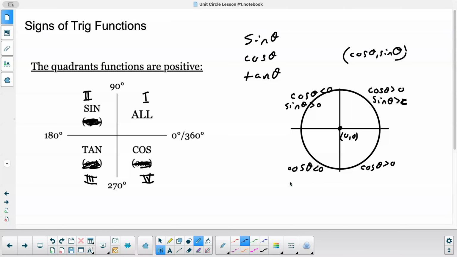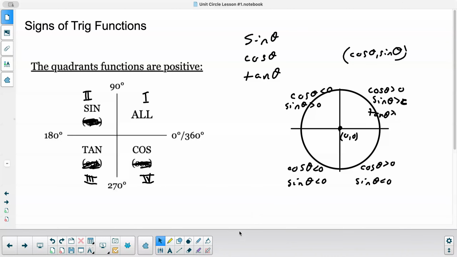And then down here, it's negative because you move down. And tangent just divides the two, so a positive divided by a positive would give us positive. This is a negative cosine and a positive sine. So a positive divided by a negative, positive divided by negative equals negative. So your tangent of theta is negative.